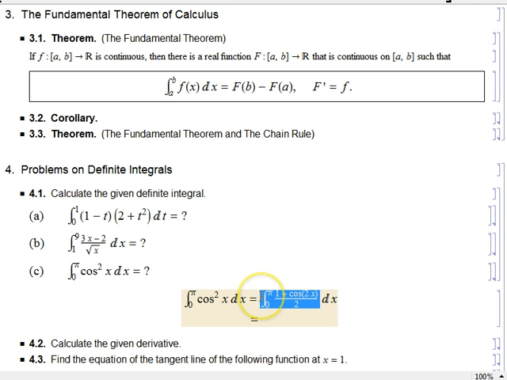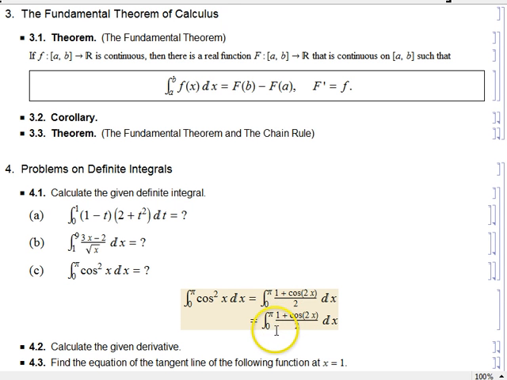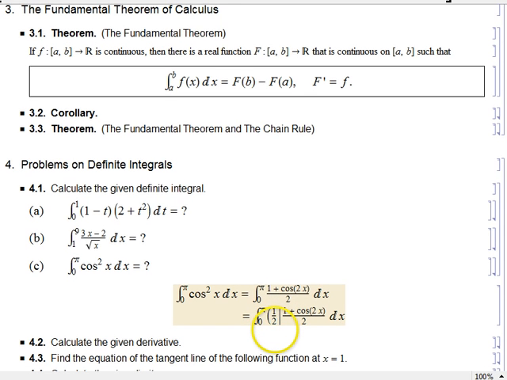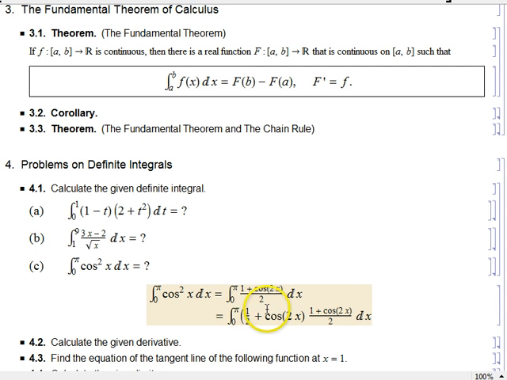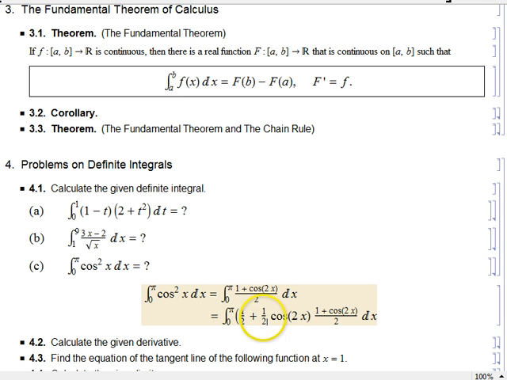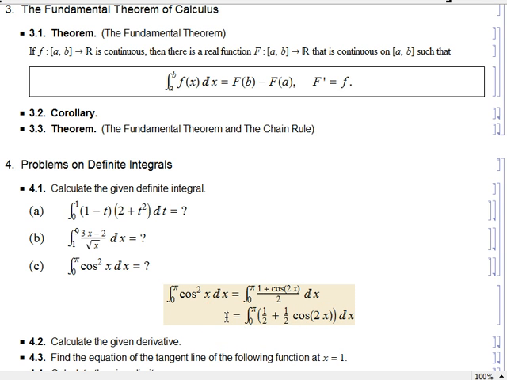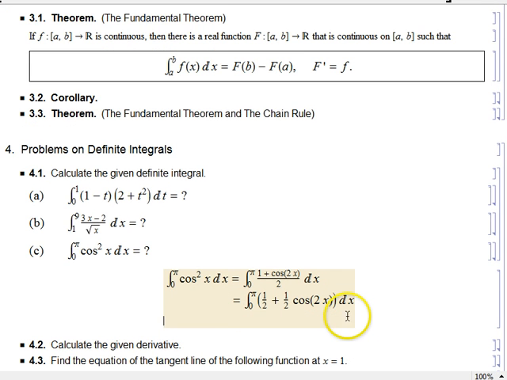Now let's move on to the next step. Just another preparation as a matter of fact. Let's manipulate the inside a little bit further. 1/2 plus 1/2 times cosine of 2x. I think that'll do. Okay, and nothing actually changed here, it just looks better this way.